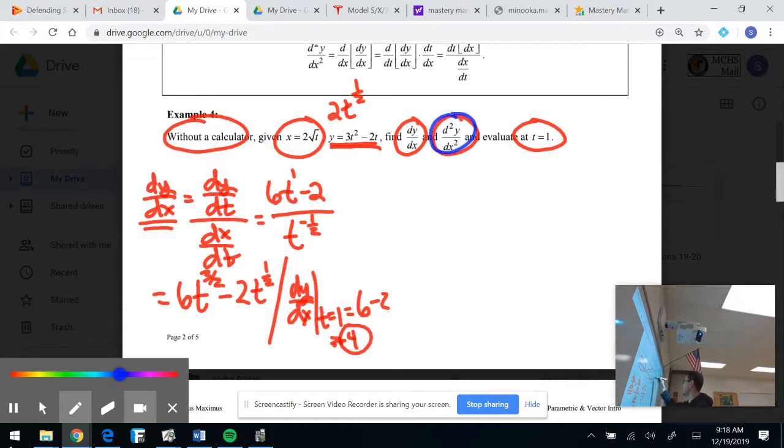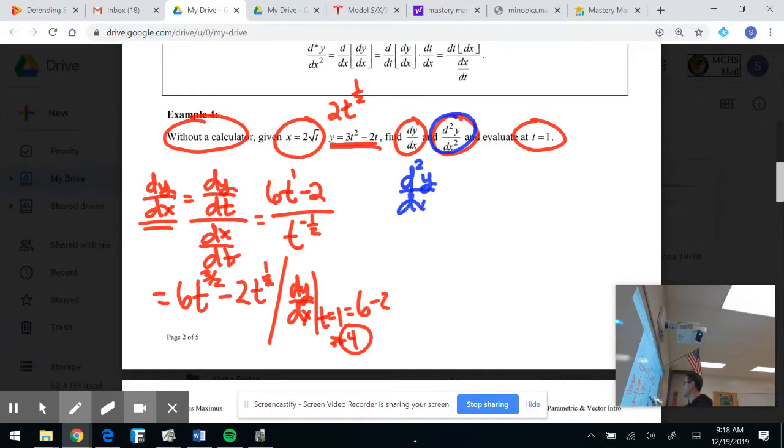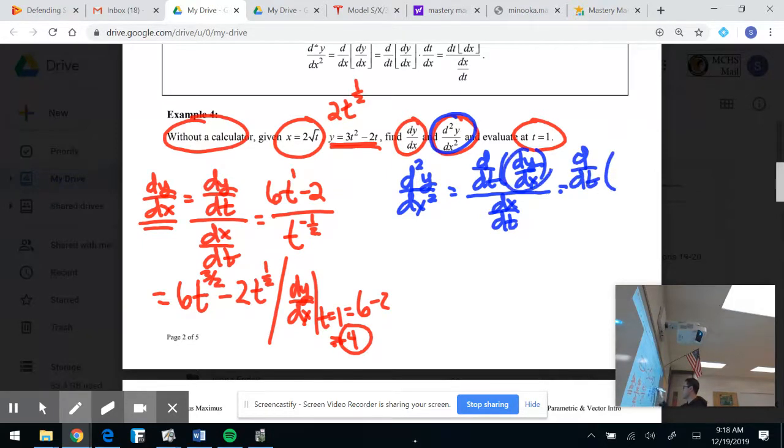Here we go. Second derivative. This is where it can get a little bit tricky, and you need to know the formula. The second derivative, if I'm dealing with parametrics, is a formula you kind of want to know. You're going to take the derivative with respect to t of dy dx, and you're going to divide that by dx dt. That's all you got to know. So what does that mean? Well, you're going to take the derivative with respect to t of the first derivative. The first derivative was 6t to the 3/2 minus 2t to the 1/2, right? And I'm going to divide that by the derivative of dx dt. The derivative of dx dt, remember, was just t to the, drop that, subtract, to the negative 1/2.